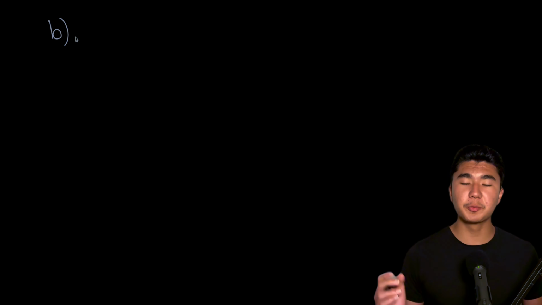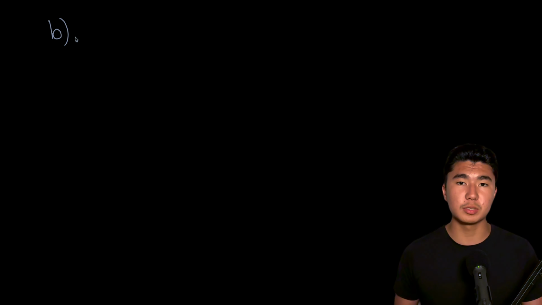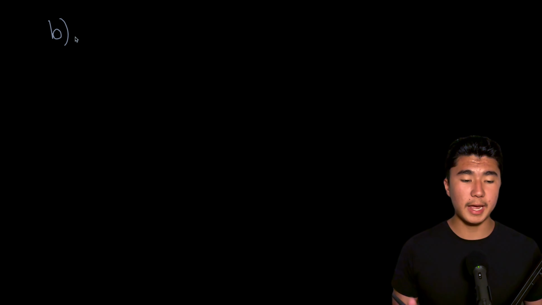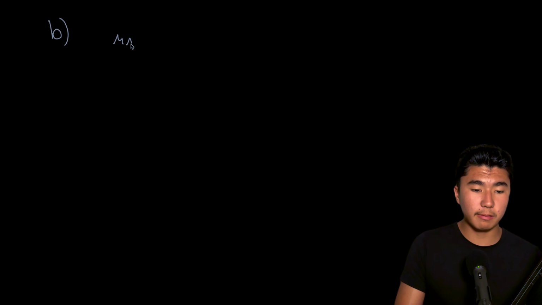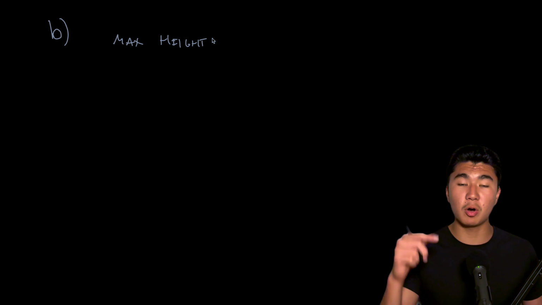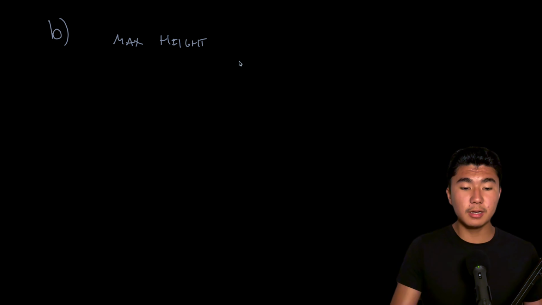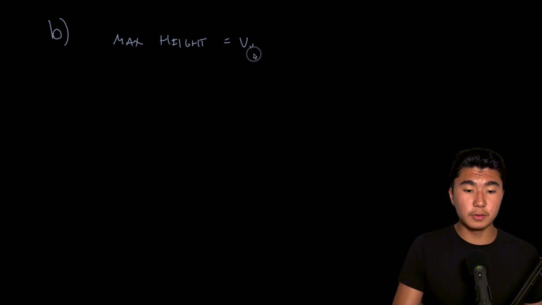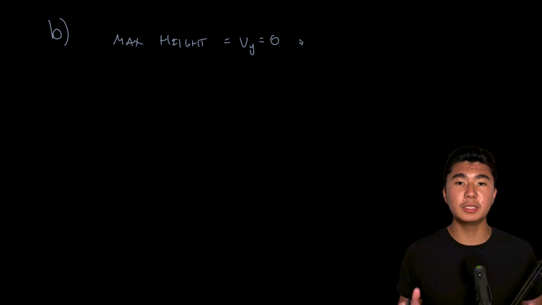In part B, we really have to understand the conceptual side of physics. Remember, we want to know the time when the ball reaches its maximum height and what height that actually is. So when we're at our maximum height, our velocity in the y direction is going to equal 0.